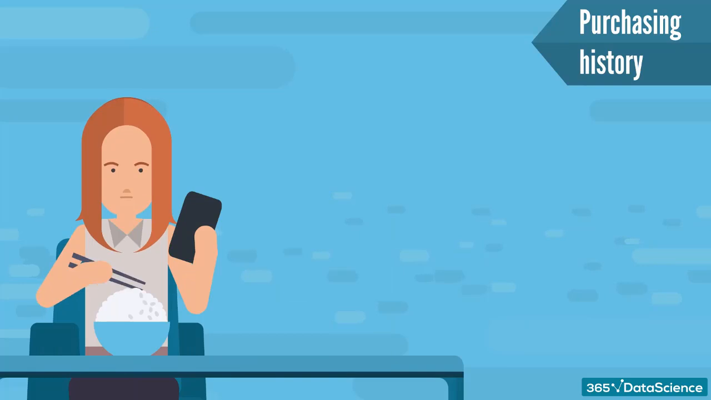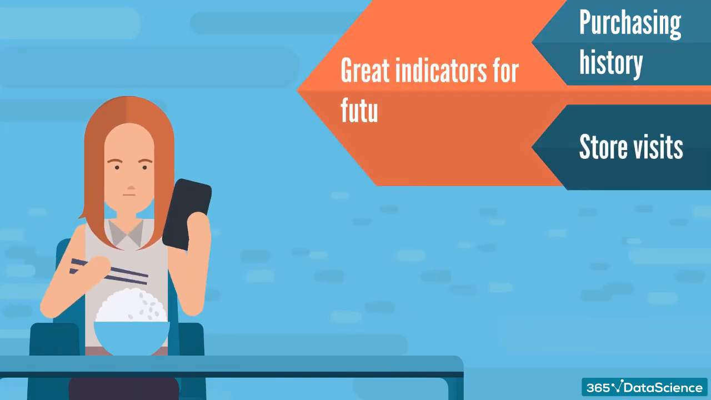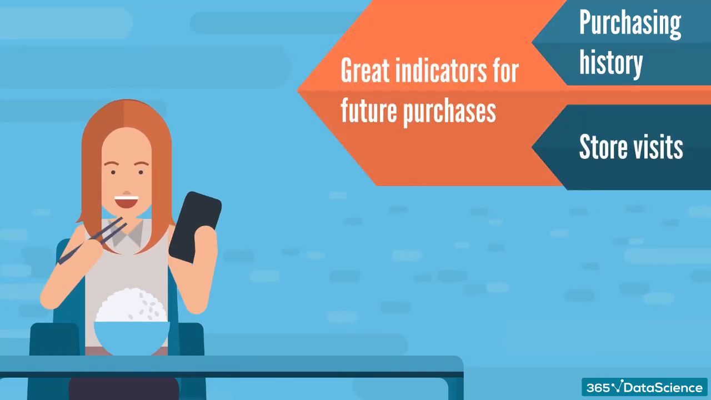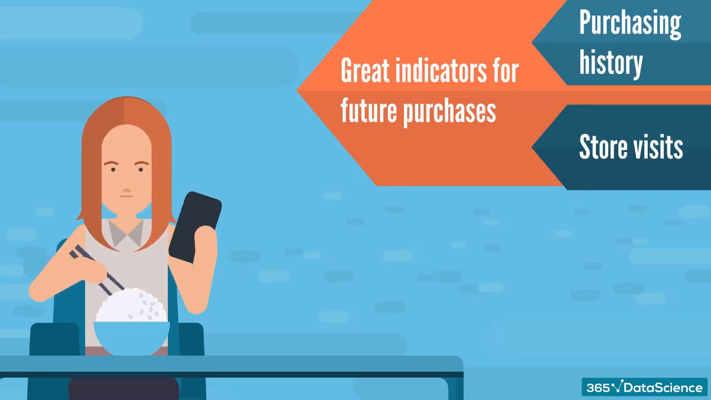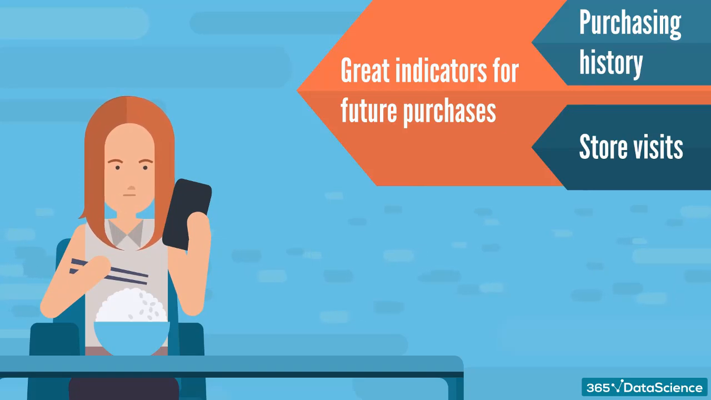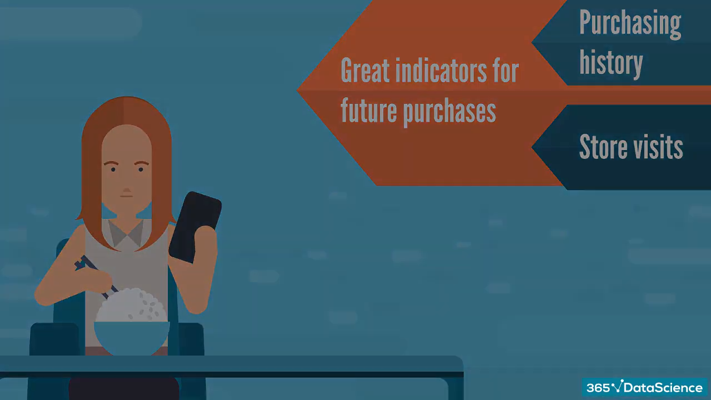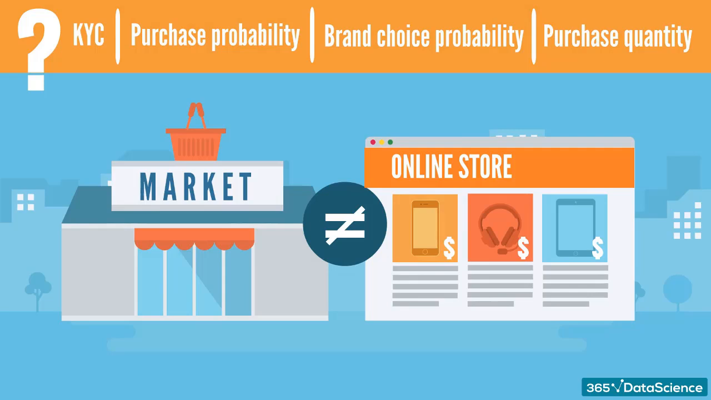Thought so. Store visits could be a great indicator of how likely it is for a future purchase to occur, though. Therefore, it can be a valuable feature when modeling purchase probability, which we'd like to get our hands on. Okay, let's move on to the third question. Which brand is the customer going to choose?